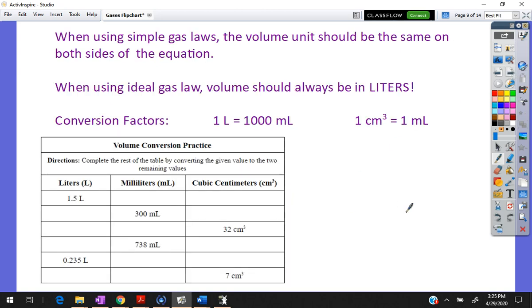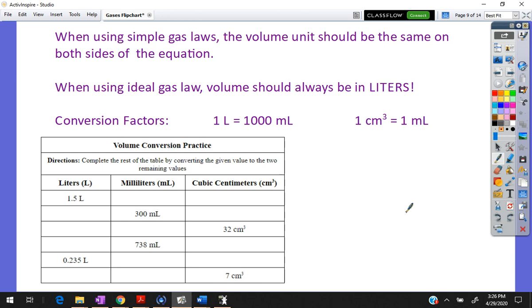For volume, it depends on which type of law you are trying to solve. If we're looking at our simple gas laws, the ones I showed you on previous pages, Charles', Boyle's, Gay-Lussac's law, volume must be in the same unit on both sides of the equation. Essentially, it should be consistent. Both sides can be milliliters, both sides can be liters. As long as they are consistent, you will be able to solve them correctly.